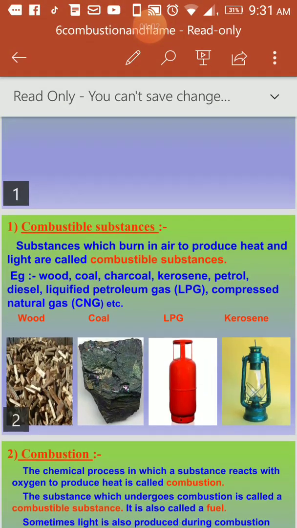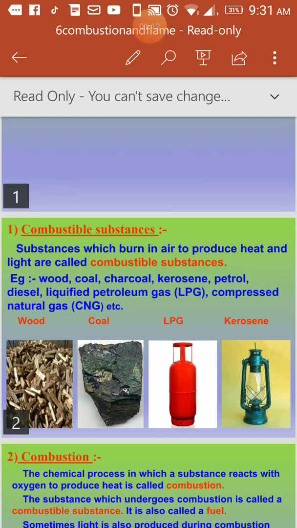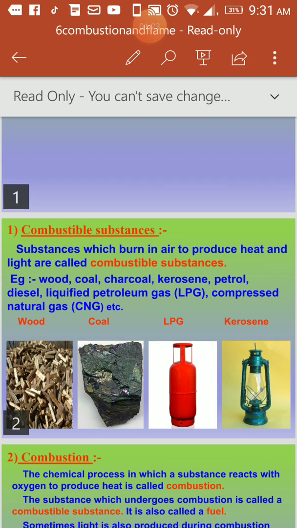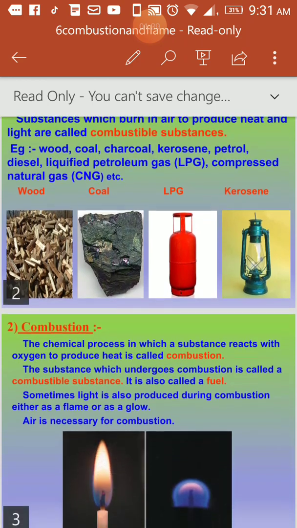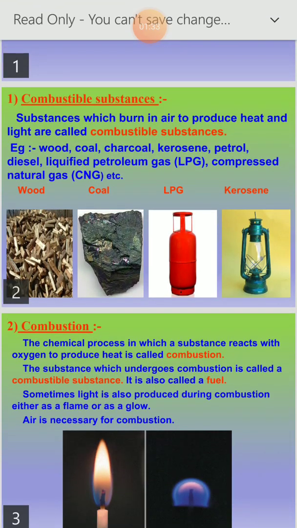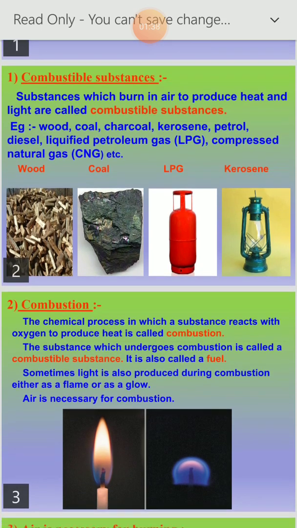So what is a combustible substance? Substances which burn in air to produce heat and light are called combustible substances. Examples: wood, charcoal, kerosene, petrol, diesel, liquefied petroleum gas, CNG. All these are combustible substances which produce heat during combustion.